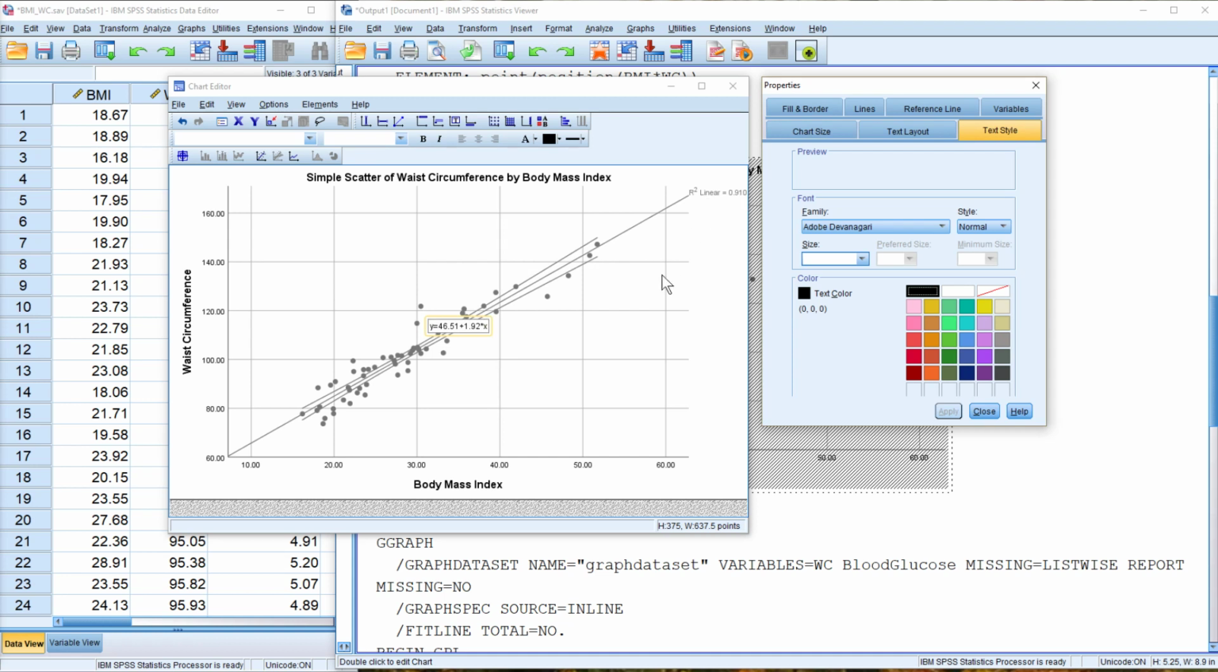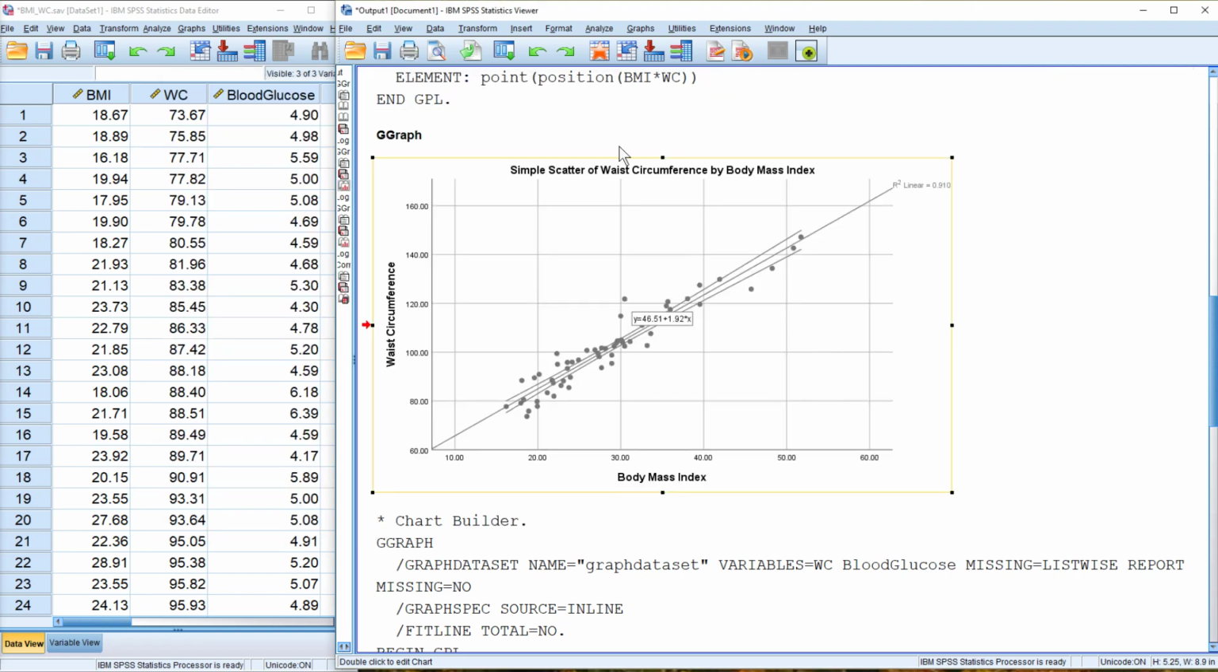The R squared value is a measure of how much variation in waist circumference we can explain with body mass index, and this is very high, so it's 0.91, which would be 91%. So that's saying we can explain 91% of the variation in waist circumference with body mass index. So that's a really close relationship.